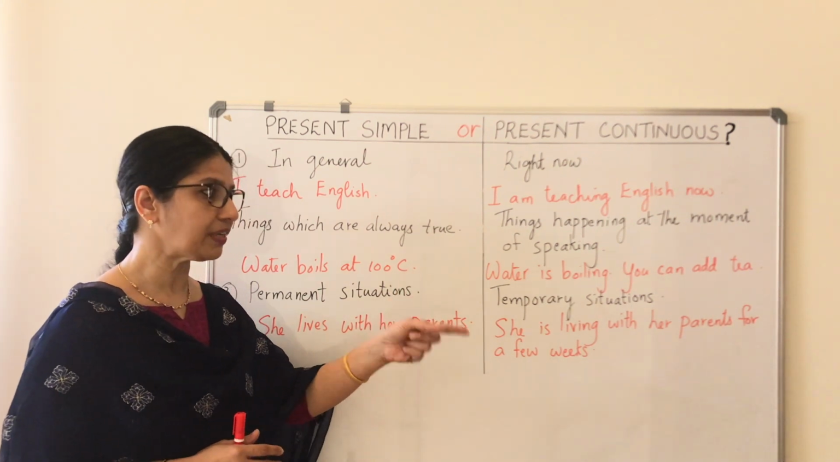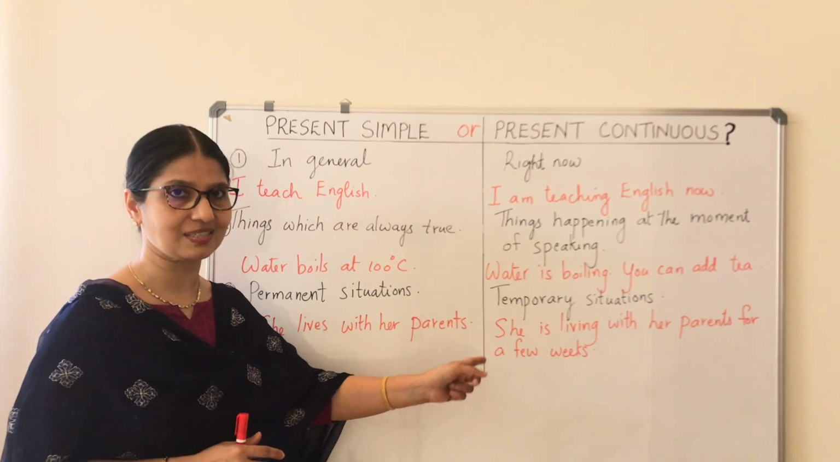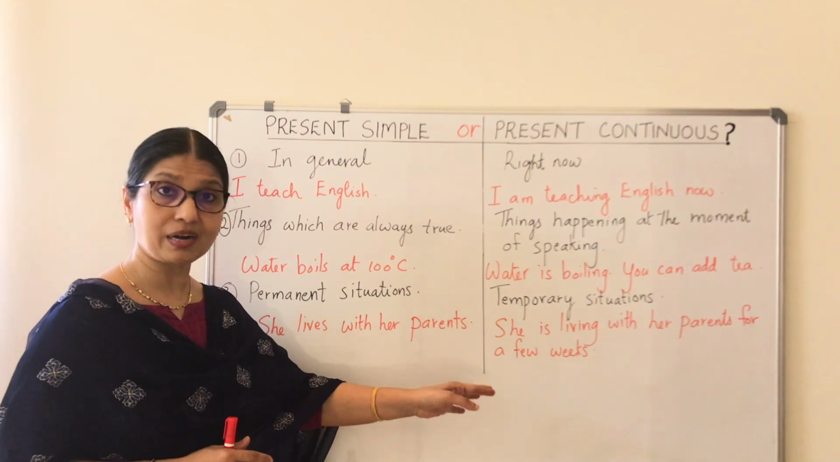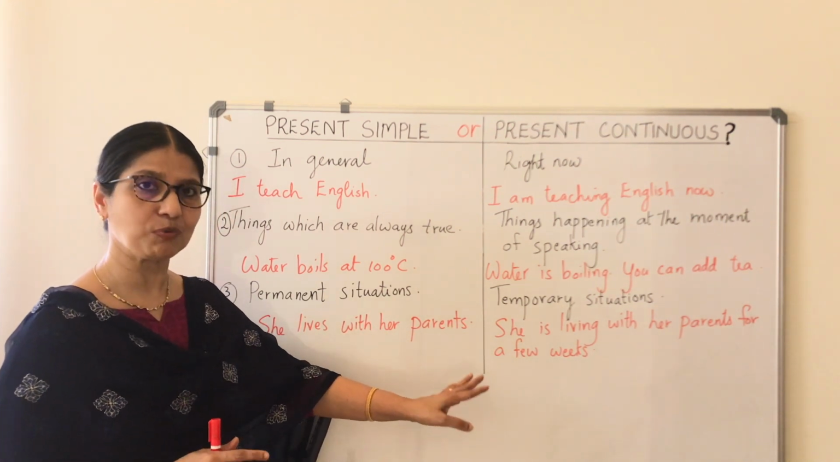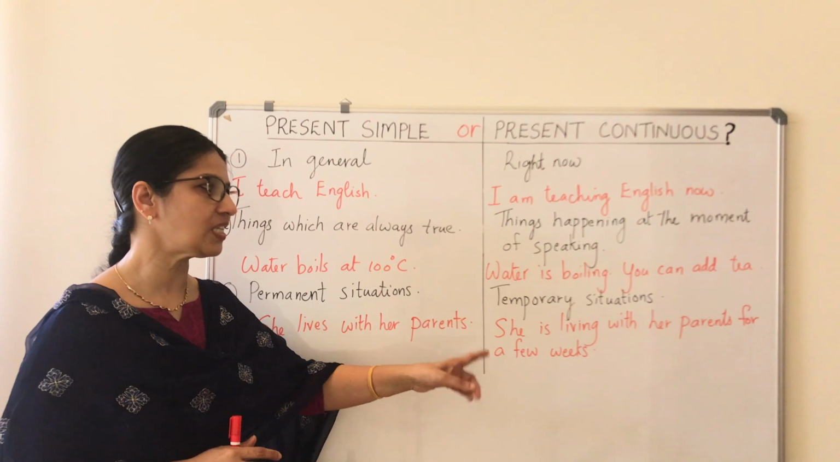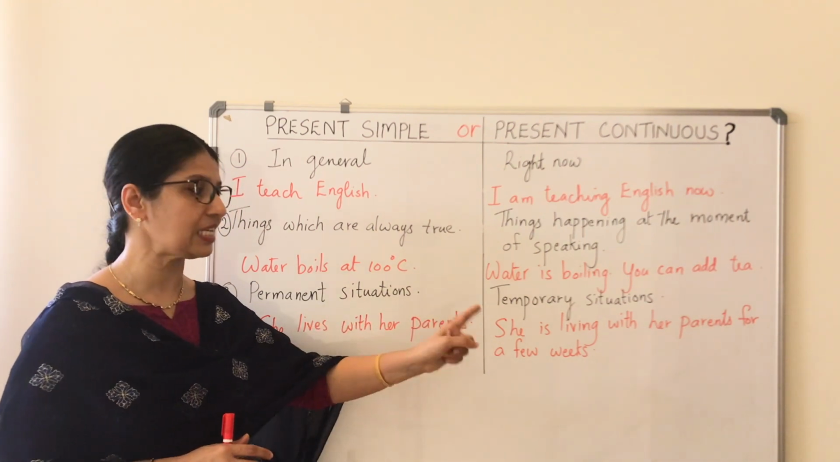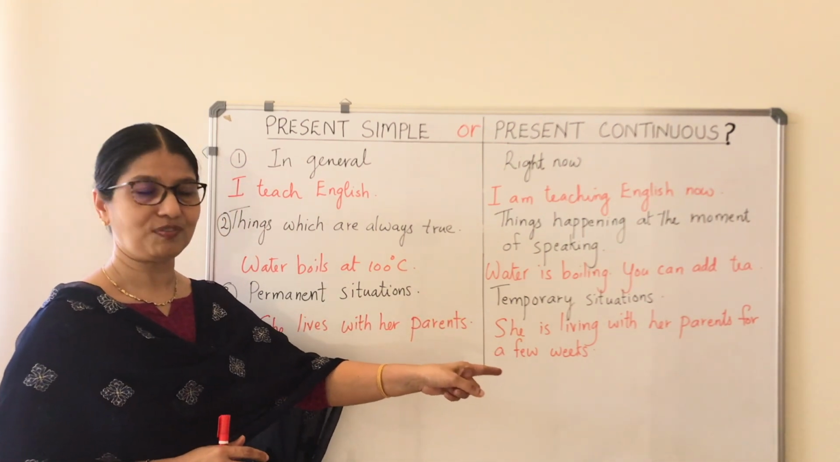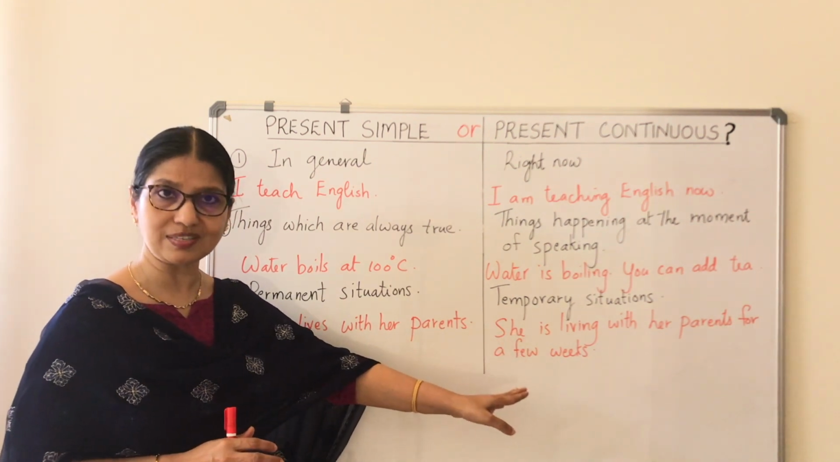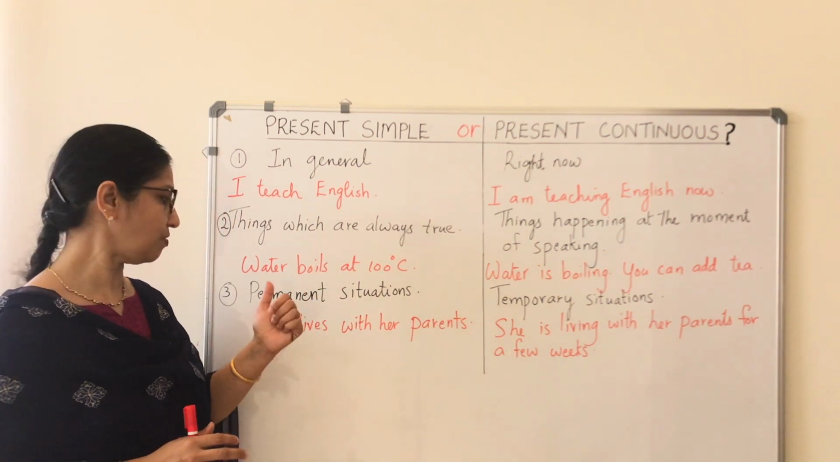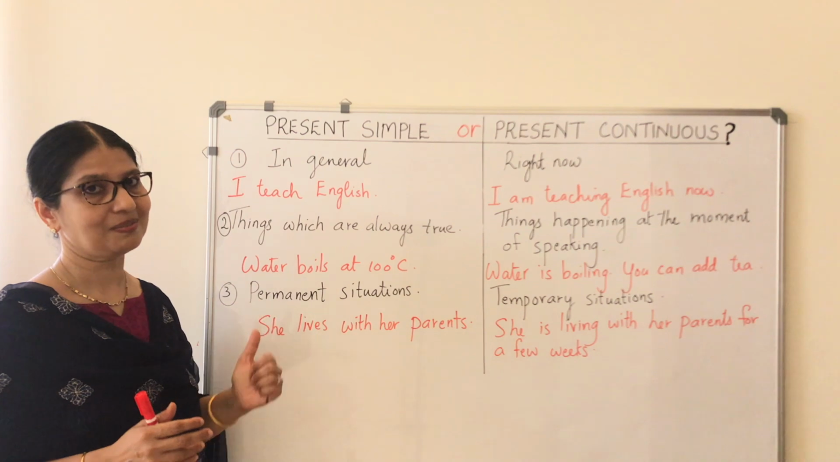She is living with her parents for a few weeks. So that is a temporary arrangement. She's going to stay with them only for a few weeks. So I cannot say she lives with her parents for a few weeks. She is living. So if the situation is temporary, we use continuous. If it's a permanent kind of situation, we use present simple.